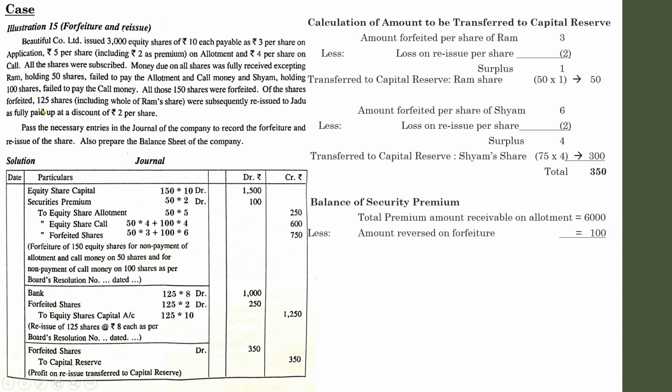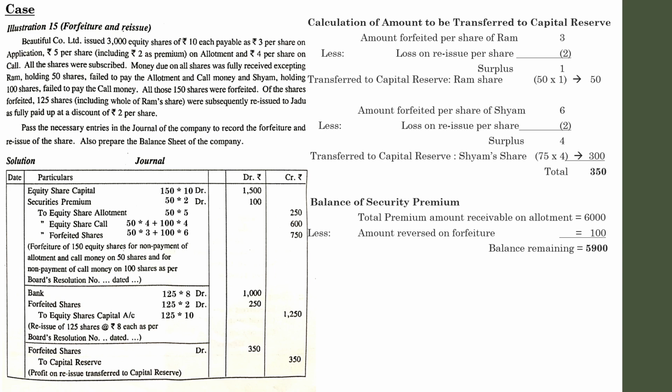Not 100 shares, 50 shares. So the person holding 50 shares didn't pay the premium. So 50 into 2, 100 rupees with regard to premium. The company is not going to receive rupees 100 on premium. So the actual amount of securities premium to be shown in the balance sheet is 5900.